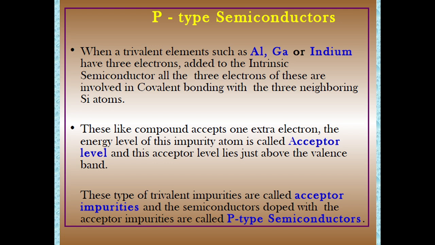Next, we have to see about the p-type semiconductor. The trivalent elements such as aluminum, gallium, and indium have 3 electrons when added to the intrinsic semiconductor. All 3 electrons are involved in the covalent bonding with 3 neighboring silicon atoms. These atoms can accept one external electron. The energy level of this impurity atom is called the acceptor level, and this acceptor level lies just above the valence band. These trivalent impurities are called acceptor impurities, and the semiconductors doped with acceptor impurities are called p-type semiconductors.